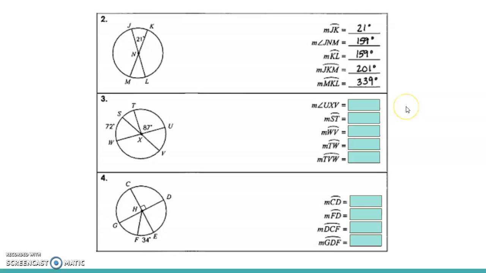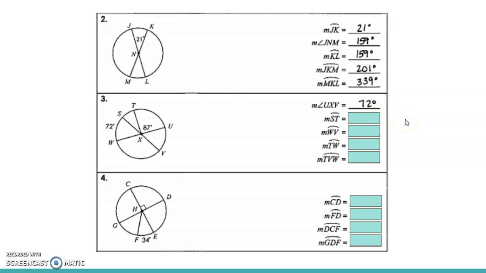Number 3, we're going to start off with angle UXV. So UXV is going to be this angle right here. In order to find that angle, I'm going to use the fact that I have vertical angles within my circle. They told me that the arc measure SW is 72 degrees, so that means that SXW, that angle right there, is 72. And then angle UXV is the vertical angle to that, so that's going to be 72 degrees.